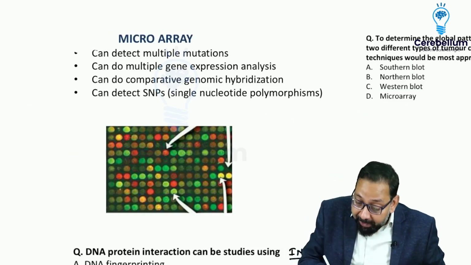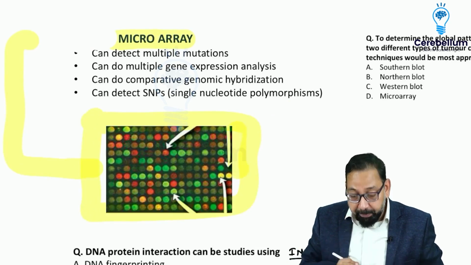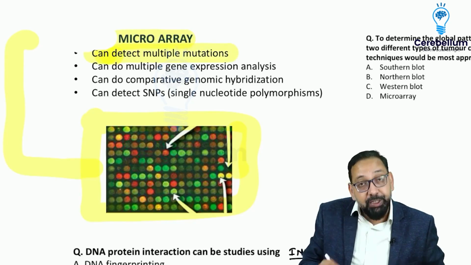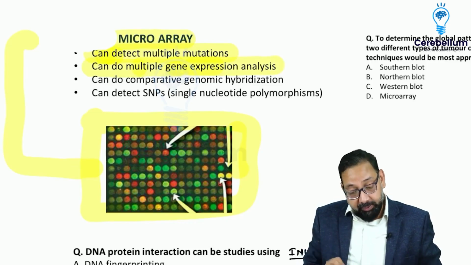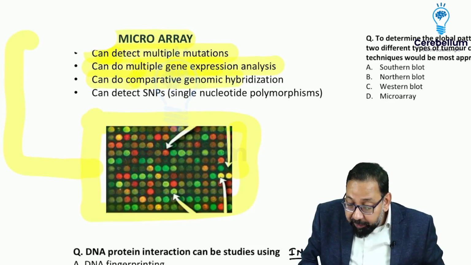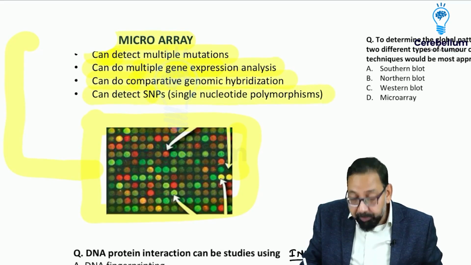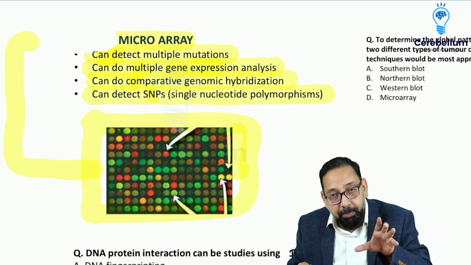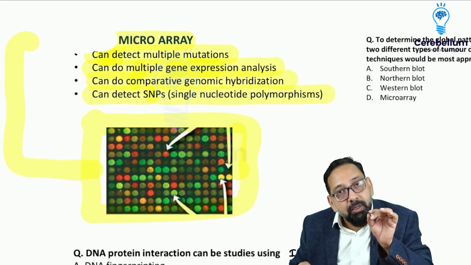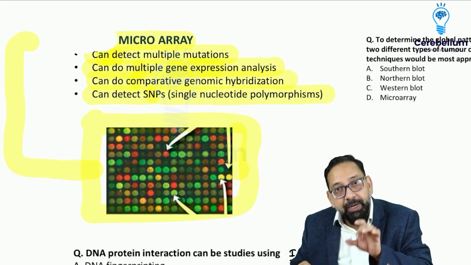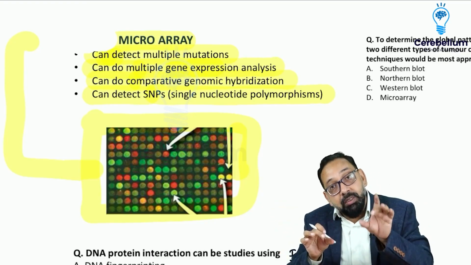Now we come to microarray or DNA chip. Sometimes image-based question may be asked. This is DNA chip. It can detect multiple mutations. It can do multiple gene expression analysis. It can do comparative genomic hybridization. Can detect single nucleotide polymorphism. If question is asked and you find the multiple mutation you want to detect, multiple gene expression you want to detect, answer would be microarray. Whenever you find you want to compare gene expression in two different cells, answer is microarray.